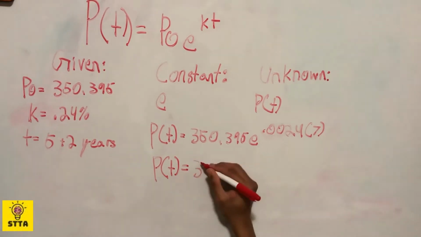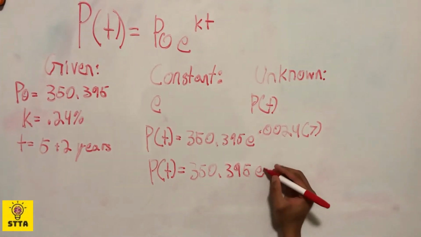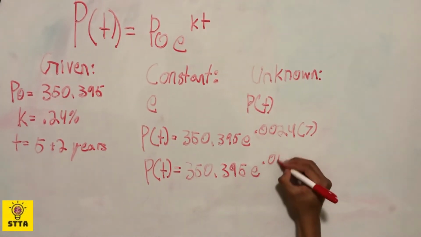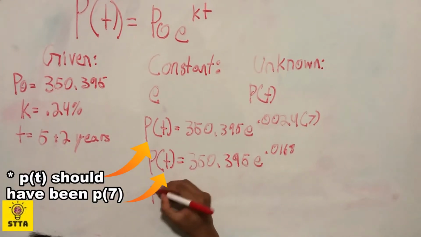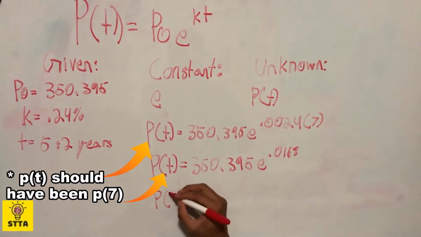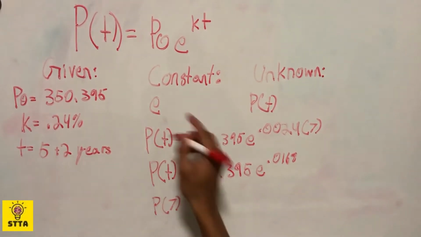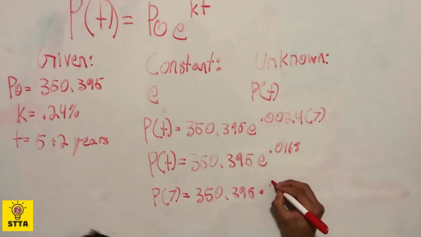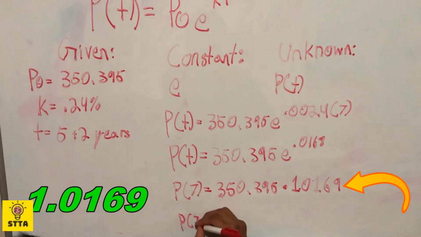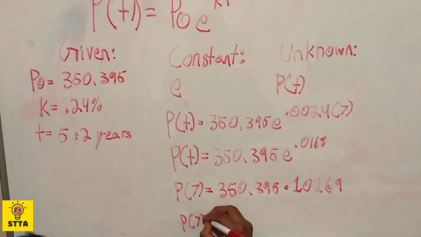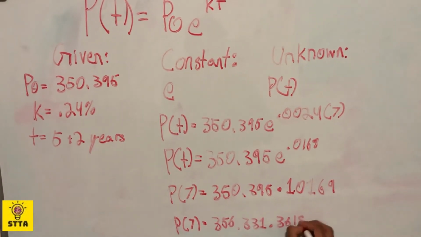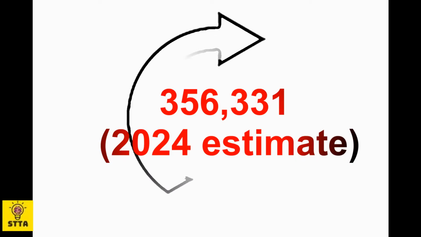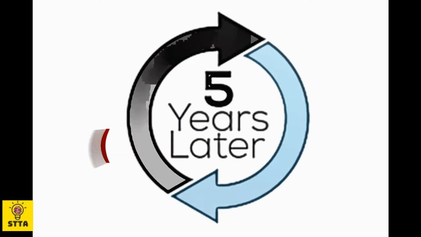First off, by multiplying 0.0024 with 7, we get our k times t value, which is going to be 0.0168. Afterwards, e to the 0.0168 was simplified to 1.0169, which is multiplied with the initial population, which gives us a population of 356,331 for the year 2024.